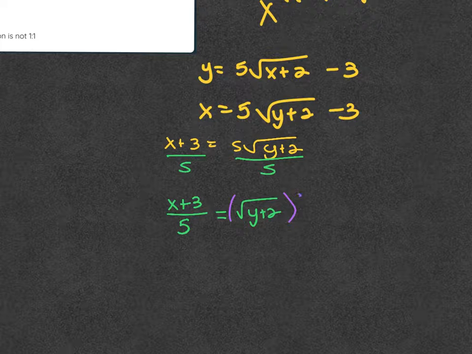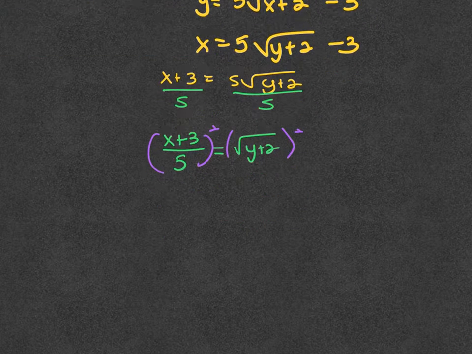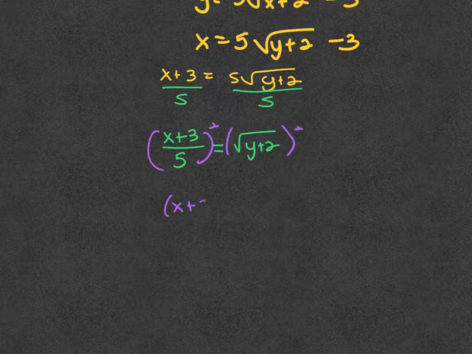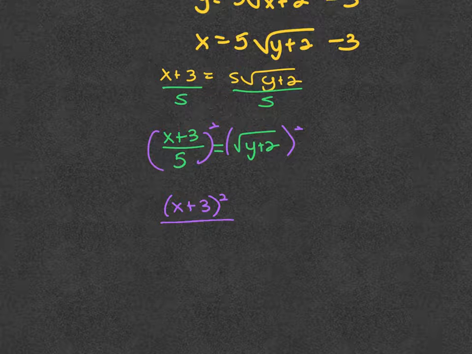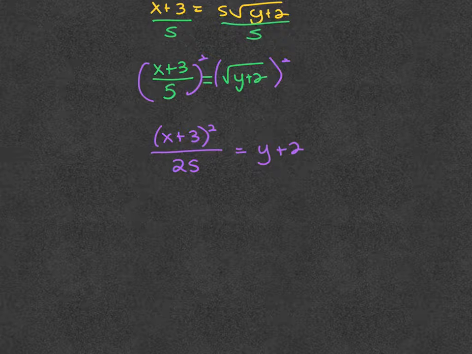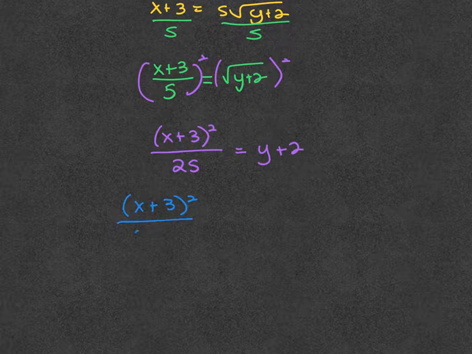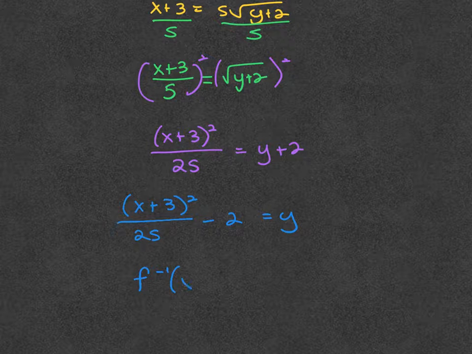I got to square root both sides of the equation. So my numerator can stay as x plus 3 squared, but my denominator is 5 squared, which becomes 25. Then I need to subtract the 2. And then I substitute back in the f inverse of x. Again, if you forget it, you lose points, so don't do that.